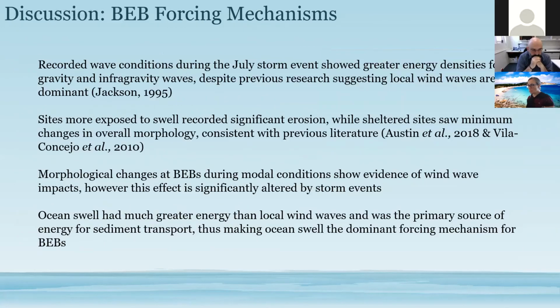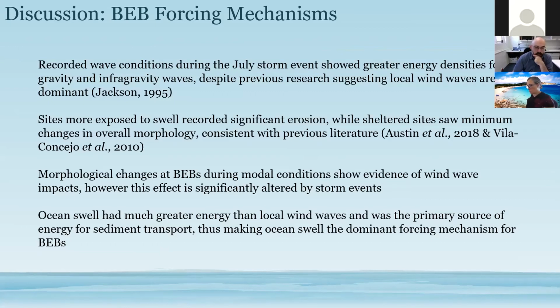Looking at our third research question discussion point, early research by Jackson in 1995 suggests that local wind waves are the main source of energy for sediment transport. However, wave conditions during storm events showed much greater energy densities for gravity swell and infragravity waves. This increase in ocean wave energy resulted in morphological changes at all study sites, with many sites displaying evidence of cross-shore transport, shoreline rotation, or movement of sand to the back beach, resulting in gradient changes.